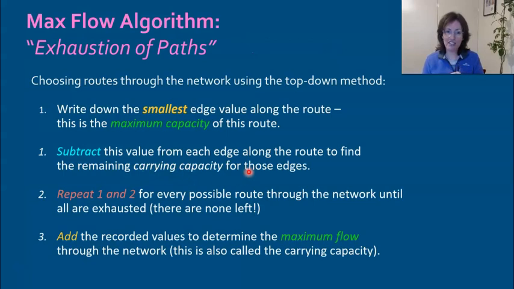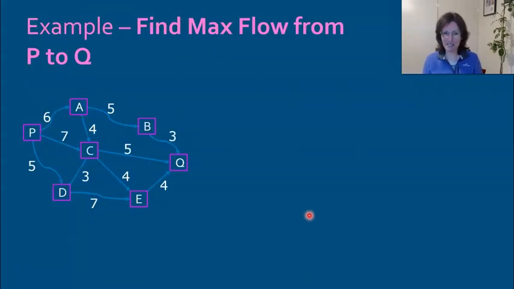Then subtract that value from each edge along the path to find the remaining carrying capacity. So we do 25 subtract 25 and 35 subtract 25. You repeat these steps until we've exhausted what we can do, which paths, and then we're going to add the recorded values to determine the maximum flow. That might not make sense until we do an example here.